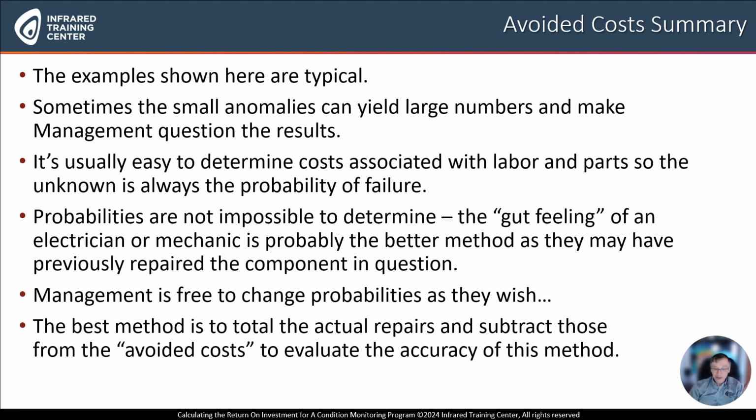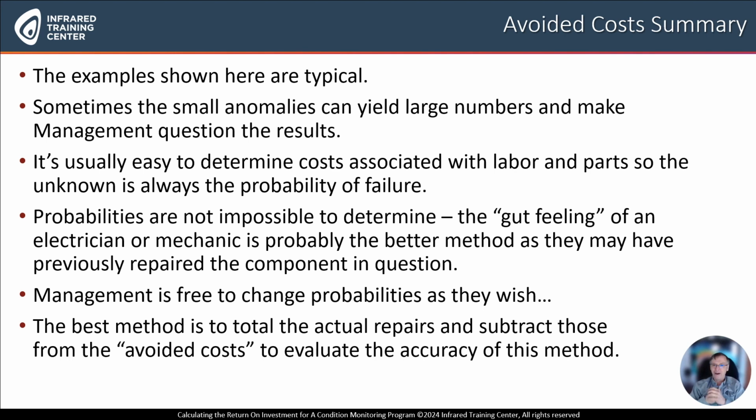Okay? Early on in my career, when we created this program, the spreadsheet here, I found a 10-degree Celsius temperature rise. And the company itself calculated $980,000 worth of avoided costs. And I still think that was rather conservative based on what could have happened with that. Okay, so it's usually easy to determine costs associated with labor and parts. So the unknown is always the probability of failure.